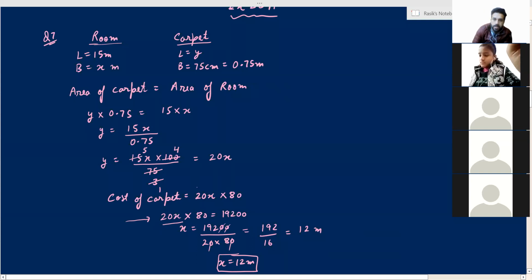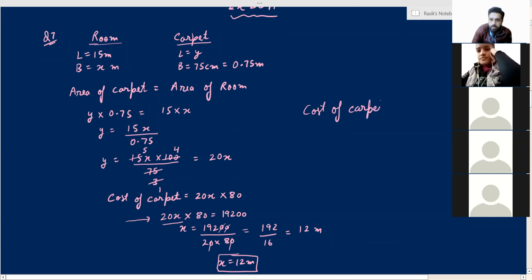Sorry. No, sir, why haven't we written 19,200x? Because I have not multiplied 20 and 80. What I have done, I have put this cost. Actually, the cost of carpet is given. This 19,200 is not the product of 20 and 80. This is given. 19,200 is the cost of carpeting.